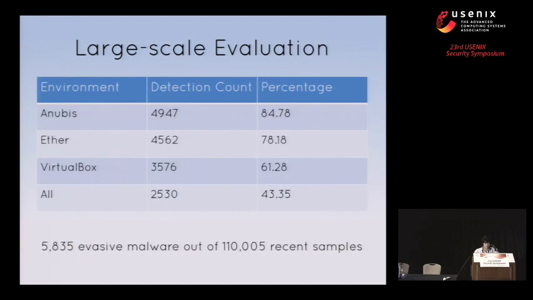And out of these 110,000 samples, BareCloud detected 5,800 samples as evasive. So out of this evasive malware, we can see that 84% of these samples were evading Anubis, 78% of the samples were evading Ether, 61% of the samples were evading VirtualBox, and 43% of the samples were evading all of these 3 analysis environments.